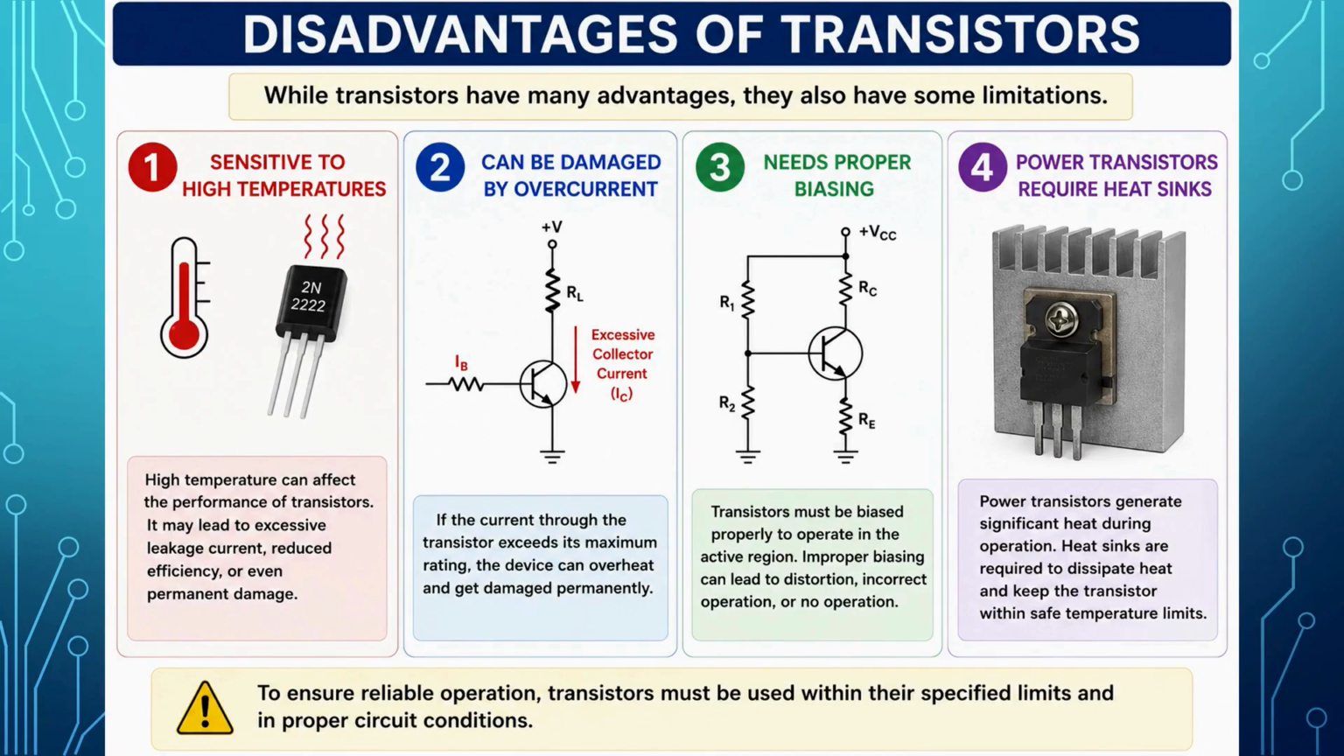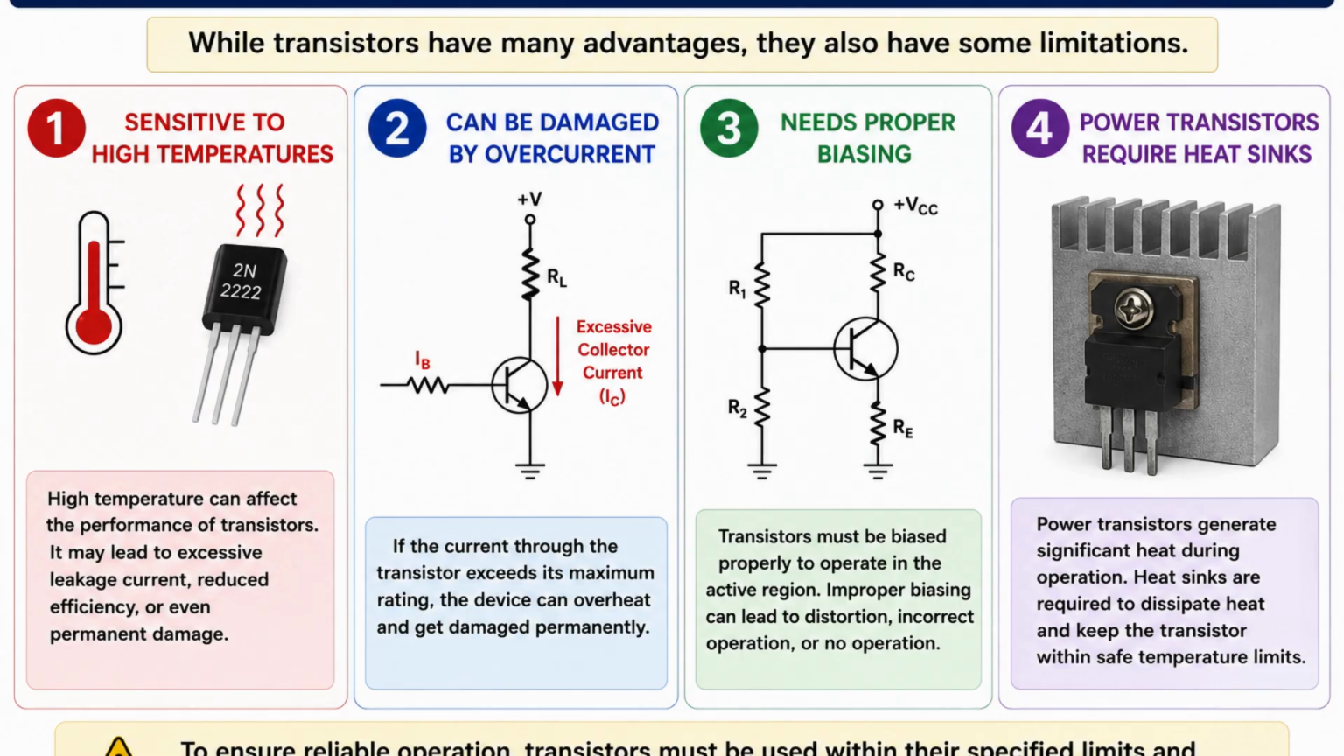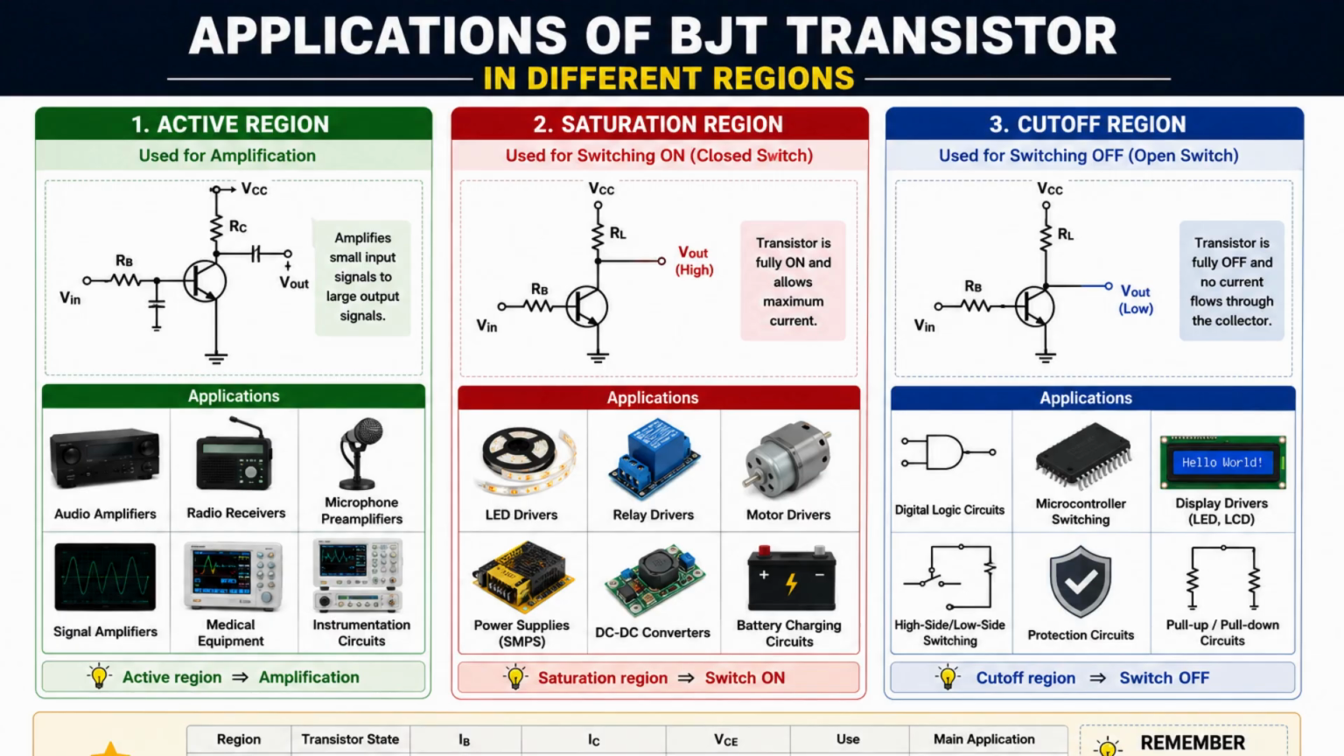Disadvantages. Although transistors have many advantages, they also have some limitations. They are sensitive to high temperature and static electricity. Small transistors cannot handle very high power, and they require proper biasing for correct operation. Their performance can change with temperature, and excessive voltage or current can permanently damage them. Despite these disadvantages, transistors remain one of the most important components in modern electronics.